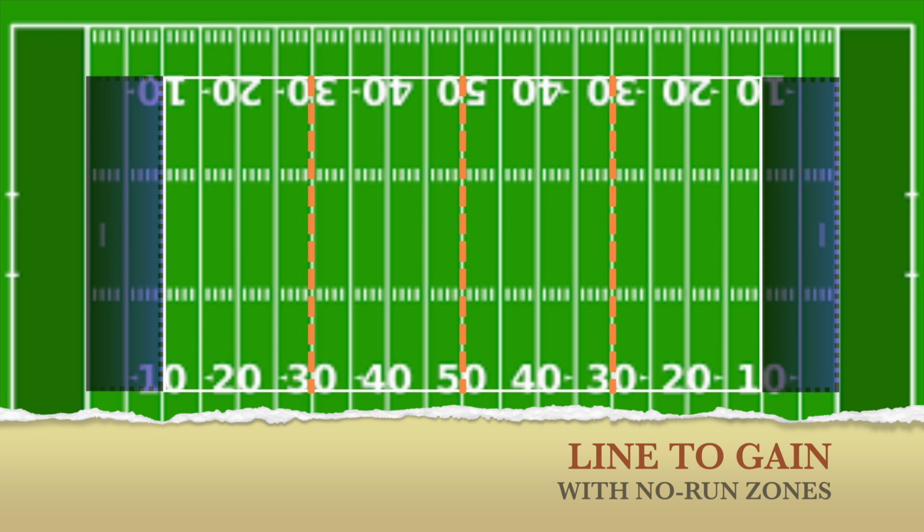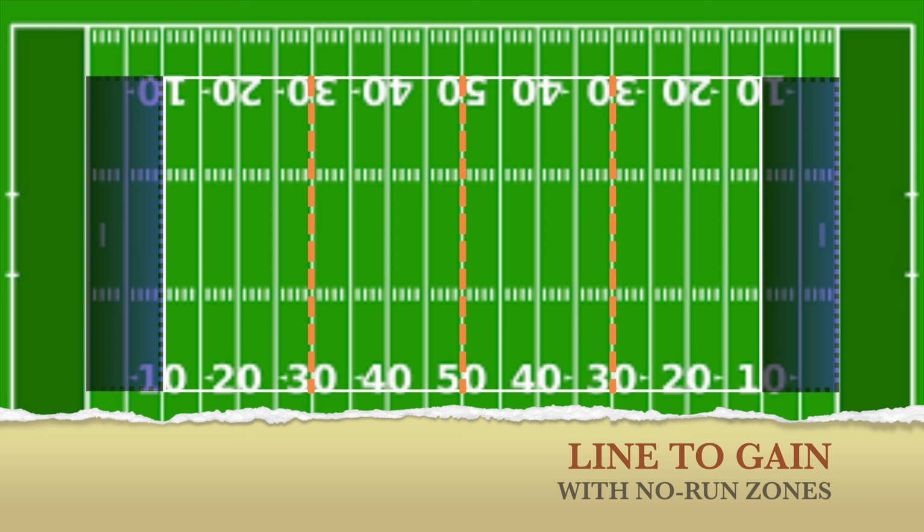So first, here's the line to gain. They call it the line to gain. It's the same as a first down, but I think it's because of the concept of a first down is you have to gain 10 yards to get a first down. So in flag, I guess the terminology would be line to gain. And the line to gain is every 20 yards. So it's not 20 yards in general. It's every 20 yards on the field.